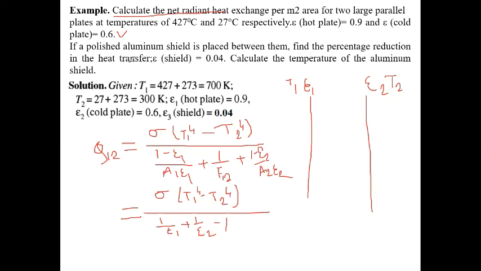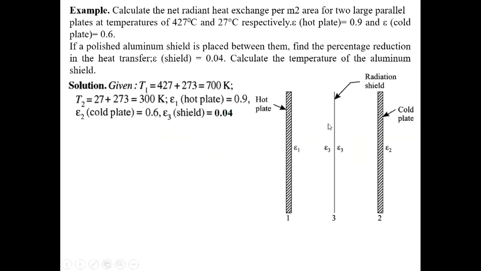Second case, if a polished aluminium sheet is placed between them, so here we apply another polished aluminium sheet, its emissivity epsilon 3 and temperature T3. Okay, now for this, from this you get the Q12. So from this, what will be the percentage of reduction of the heat transfer? So now both ways you can find out. First, if we consider the same formula, now Q13.